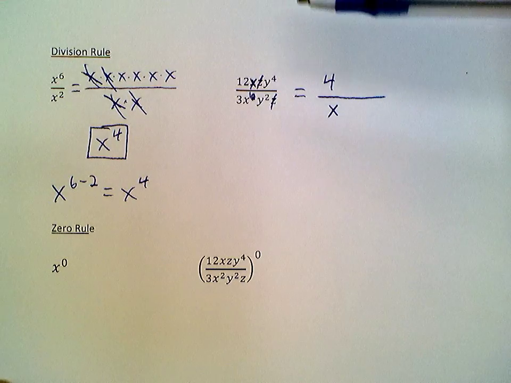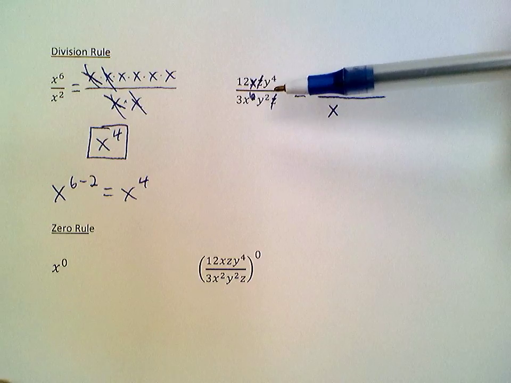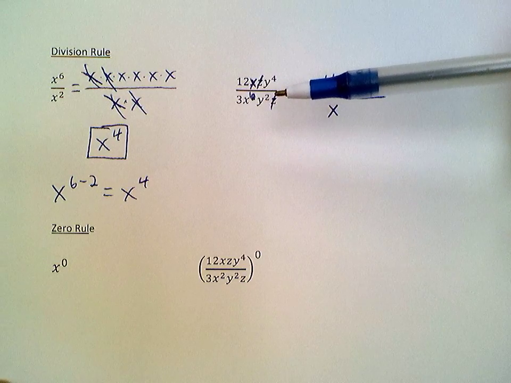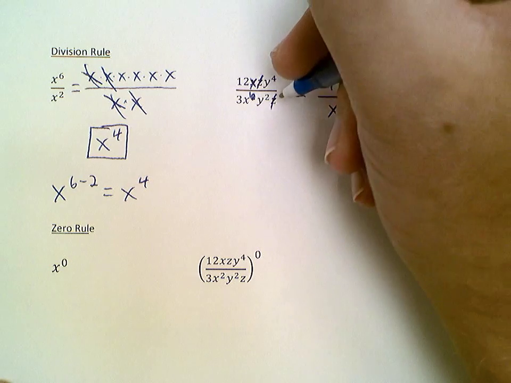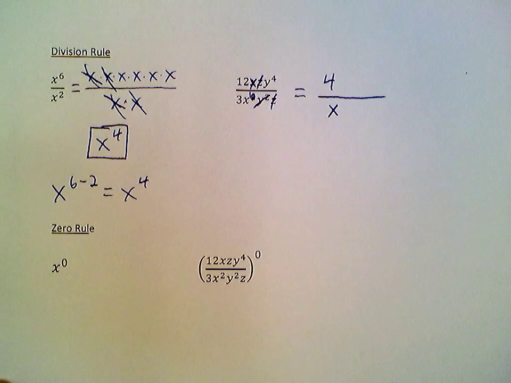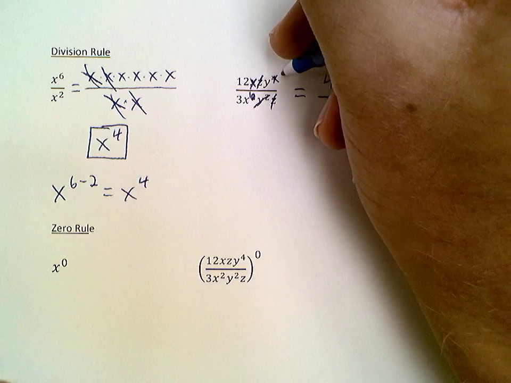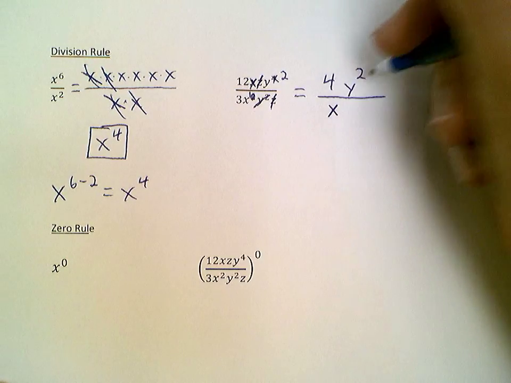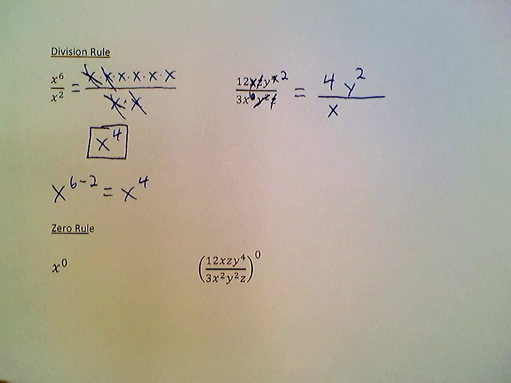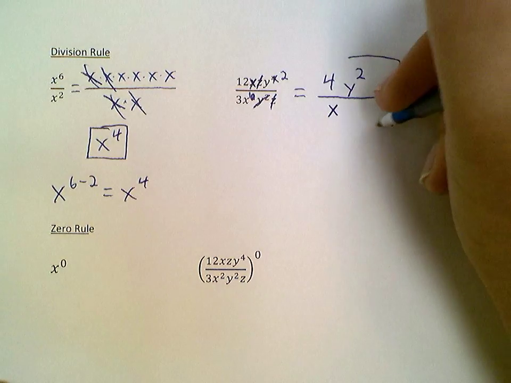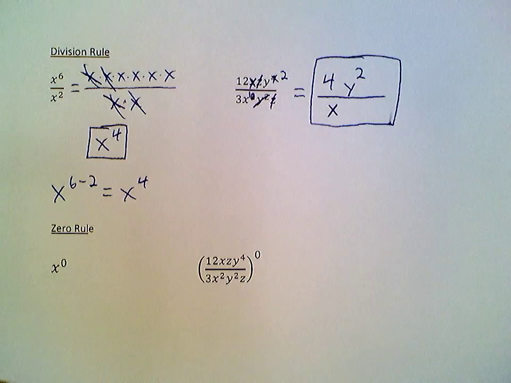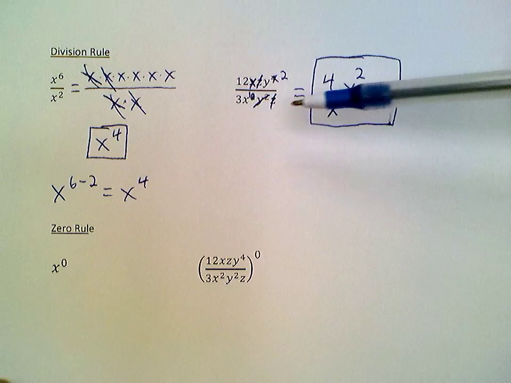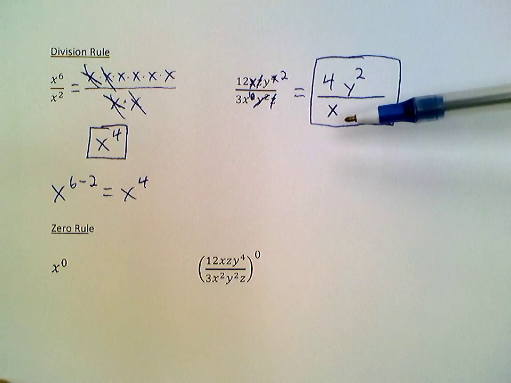Then if you look at the y's, I got y to the fourth on top and y to the second on the bottom, so I can cancel out 2 of the y's. So all the y's are gone from the bottom, and on the top, 4 minus 2 is 2, so I've got 4y to the second over x as my final answer. So just be careful with these if there's some left over, whether they're left over on the top or the bottom when you do this.